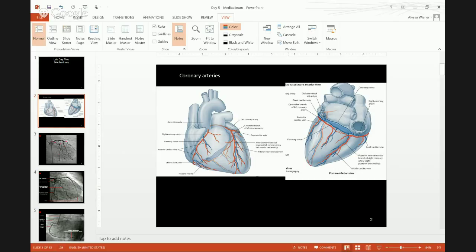Heart borders. If there's an arrow pointing here, what would you call that? Remember, right border of the heart is right atrium. If you had an arrow pointing here, what would you call that? That would be the left ventricle. The right ventricle makes up most of the anterior surface of the heart, but the left ventricle starts to sneak in and makes up the left border of the heart.